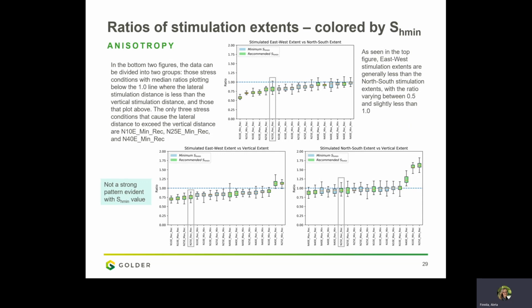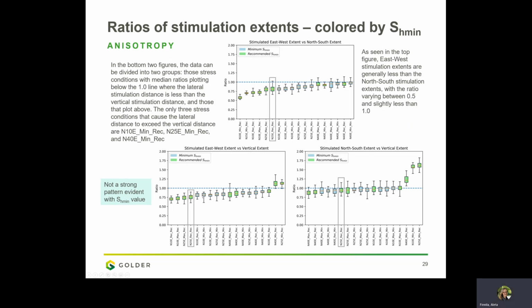So I say in the bottom two figures, the data can be divided into two groups. Those stress conditions with median ratios plotting below the 1.0 line, where the lateral stimulation distance is less than the vertical stimulation distance, and those that plot above. So there were only three of the stress conditions that caused the lateral distance to exceed the vertical distance, and they weren't the recommended values, but just these three sort of are special cases. So depending on what boundary conditions you use for the stress conditions, you might see slightly different behavior over here, but these are all behaving very similarly.